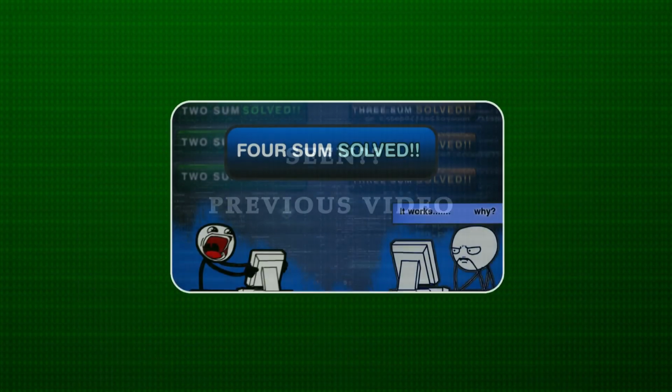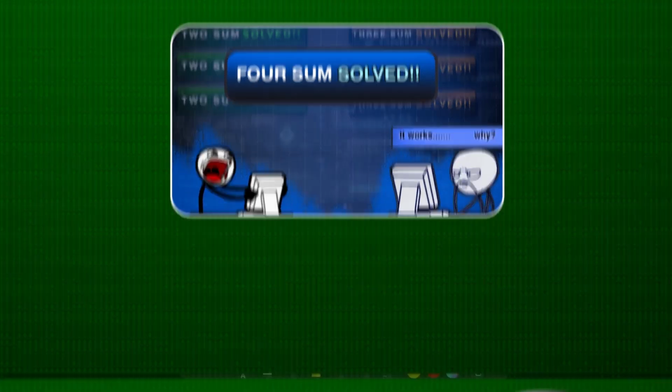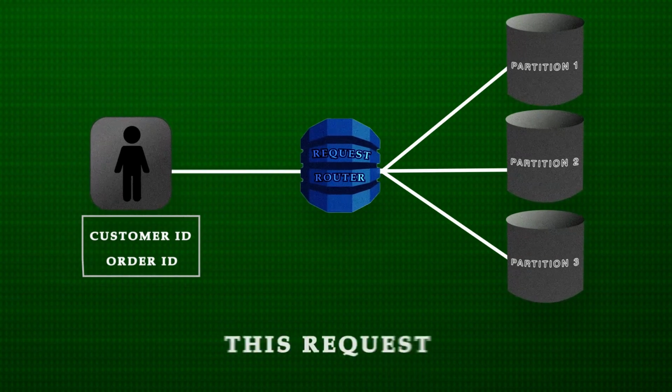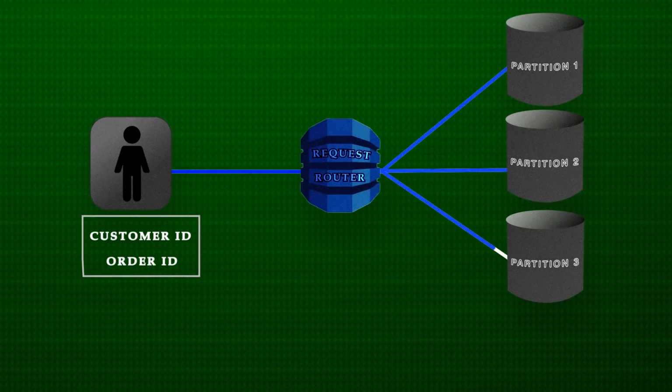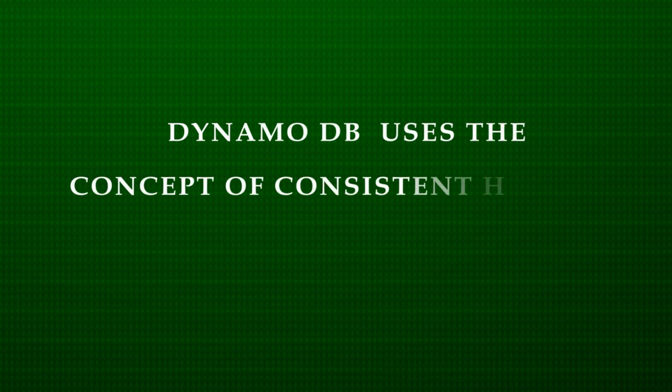If you have seen my previous video, there we tried implementing our own hashing techniques. In a similar manner, the request router hashes the customer ID and creates a partition key that decides which partition this request will go to. So this data object is saved to that partition, and it is not only saved to that single partition, but it is also replicated across different partitions, because DynamoDB uses the concept of consistent hashing.